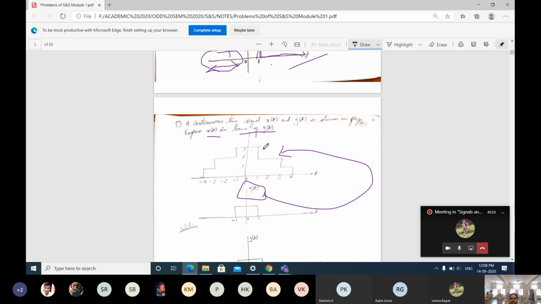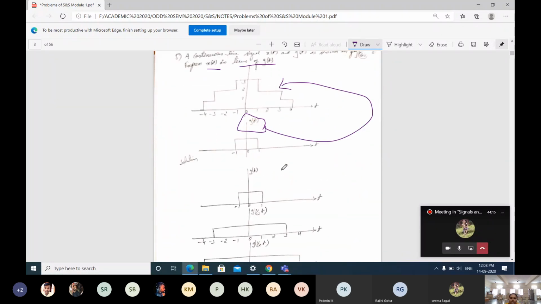Understand here? Here x of t is given and also g of t is given. What they asked is to express our x of t signal in terms of g of t. That means we have to do some operation on g of t so that I get this x of t signal. First, write the g of t signal as it is, then observe what the length is. It is varying from -4 to +4.